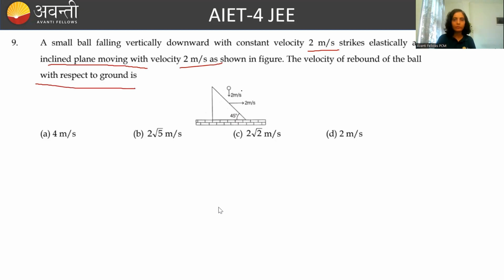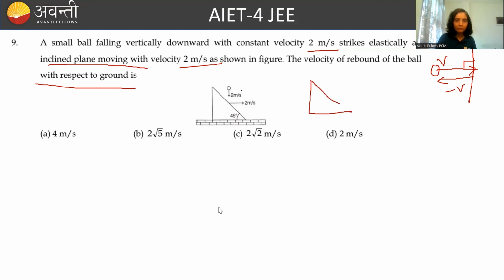What will be its velocity, right? So if there is a wall and a ball like this, and it is falling perpendicularly to the wall, it will rebound with the same momentum, right? So if its initial velocity is v, the final velocity will be minus v, only with the direction changed. So in this case, what is happening?